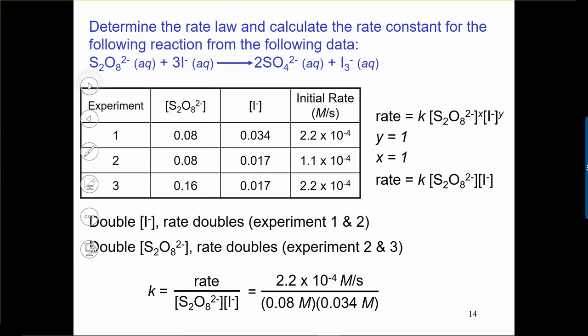Now you could have used experiments 2 or 3 to do that. It wouldn't matter which one, okay? You should get the same answer. Now it might not be exactly the same, but the best way to do it would be to take all three and find the K for all three. This is what you'll do in the lab. You'll take the K for all of your experiments and find the average of that, and that'll be your most accurate K, okay?